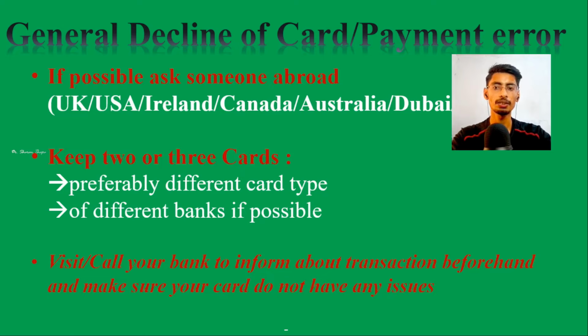And the next thing is, keep in mind that some of these cards send an OTP whenever you perform the transaction. So make sure the other person is on standby to give you that OTP code. And yeah, for the details, please look at another video regarding the payment process, or avoiding the card issues. And the next solution is to keep 2 or 3 cards, and among these 2 or 3 cards, it is wise to keep different card types, like one is Visa, one is a credit card. And if possible, try to keep them from different banks.